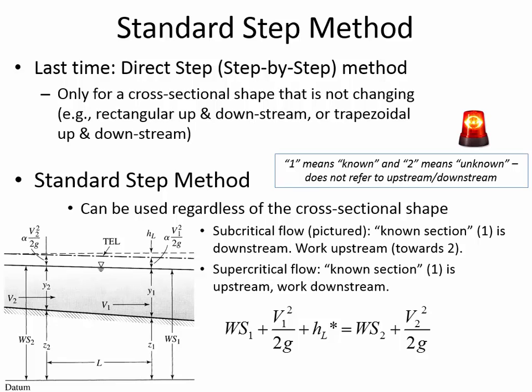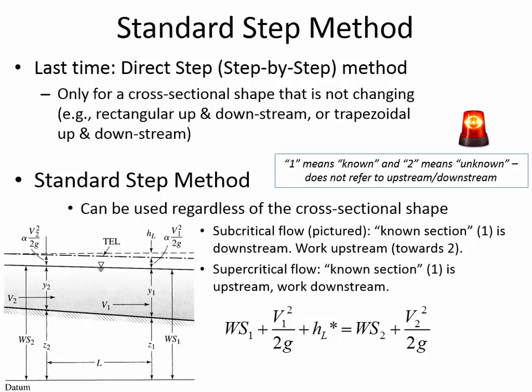We've got subcritical flow here, and so our known section is downstream. This is where we'll know the depth, and since we have subcritical flow, we'll work upstream and try and find out what is the depth some distance upstream where maybe the channel is changing shape, or maybe the width of the channel is increasing or decreasing. There's just some sort of a change in channel geometry that's influencing what the new depth will be.